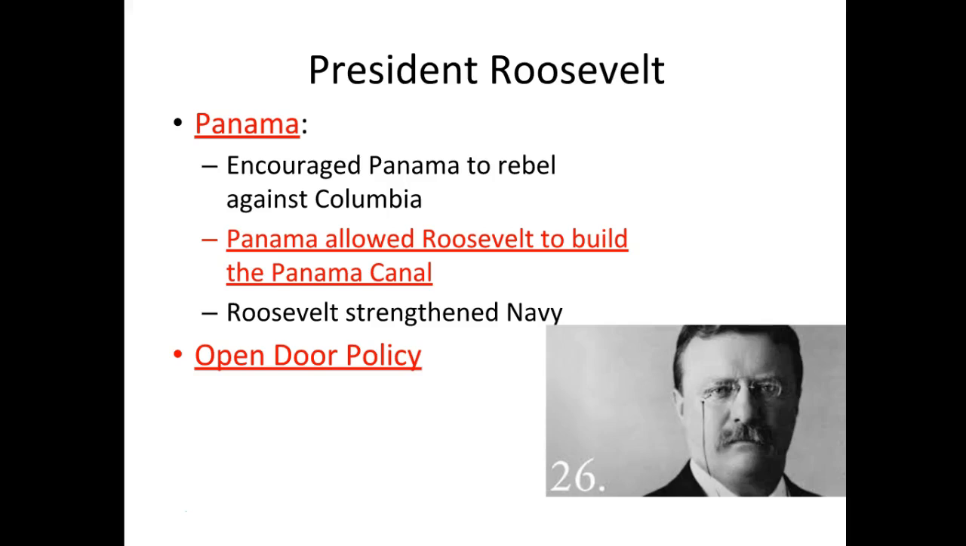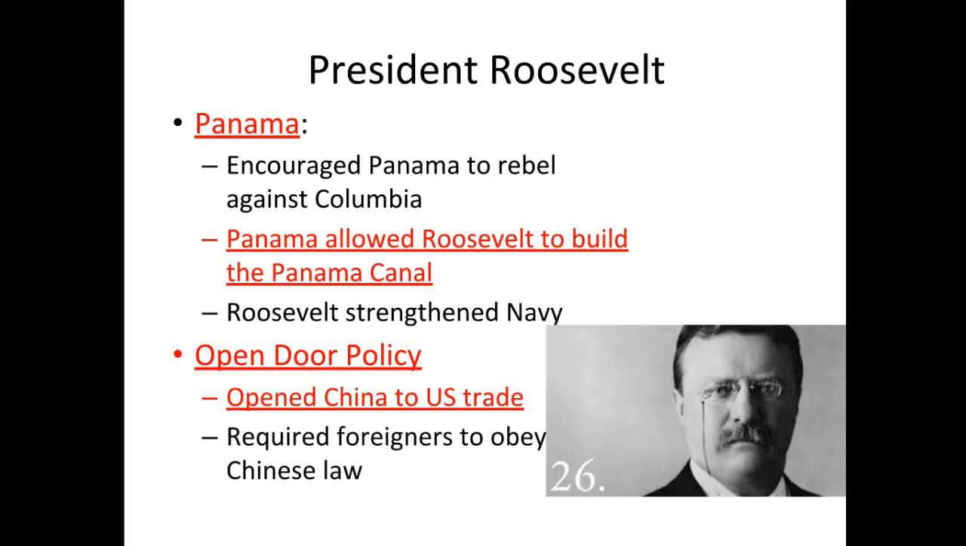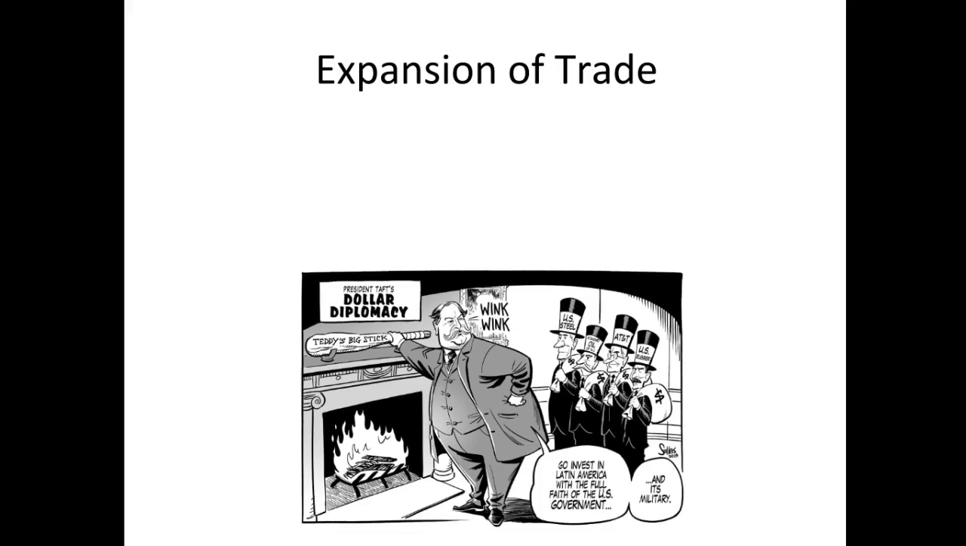He also created, or he did not, but his administration created the open door policy, which opened up China to U.S. trade. China, before this, was closed to U.S. trading. It did open this up. However, it did require foreigners to obey Chinese laws while they were there. So just to kind of be sensitive of the Chinese culture and Chinese law. Because of all of these policies, we really started to see the United States expand in their trade and really become a world dominance as far as a superpower is concerned.